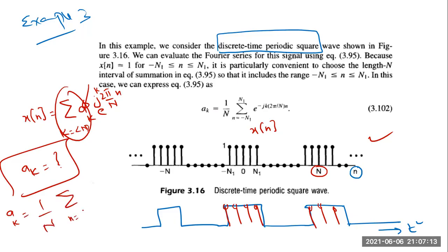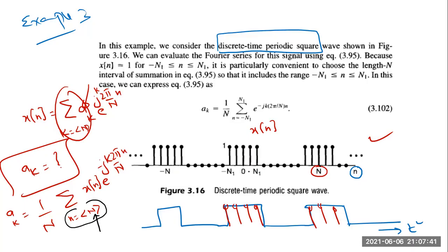This is the expression: x of n raised to the power minus j k 2 pi by capital N times n. So all we need to do is sum this signal over the period N. Again, you can see that this summation is over N number of values. It doesn't matter from where we start. So you may start from 0 to N.